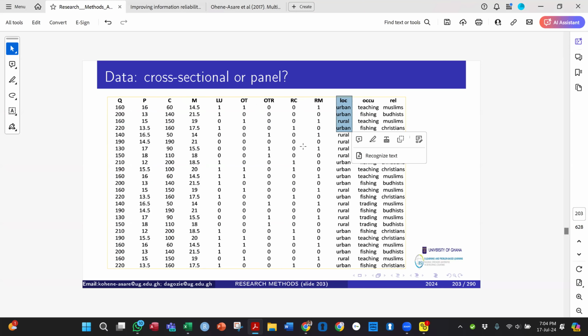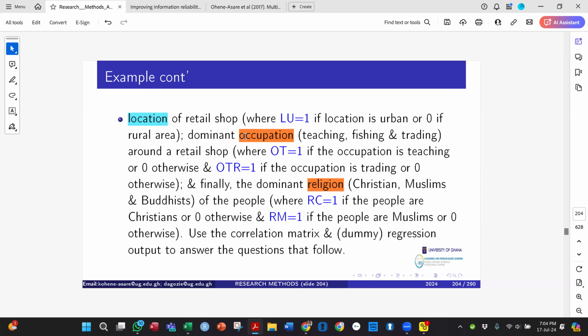The other thing that was mentioned here is occupation. The occupation of the people. And there are 3 kinds of occupation: teaching, fishing, trading. One of them is always the reference category. Take note. One of them is always the reference category.